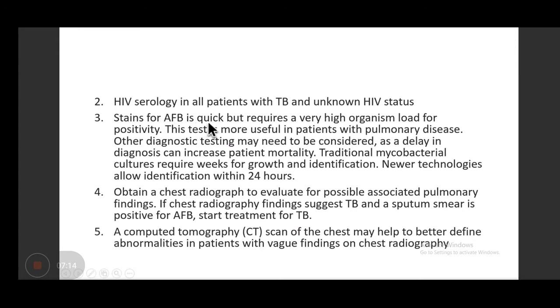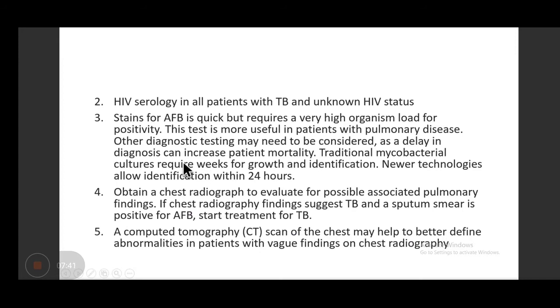Then stain for AFB is quick but requires a very high organism load. About 10,000 bacilli per ml should be there for positivity. So that is why stain for AFB is not a very sensitive test. Also, it's not specific, right? This test is more useful in patients with pulmonary disease. Then other diagnostic testing may need to be considered, as a delay in diagnosis can increase patient mortality.